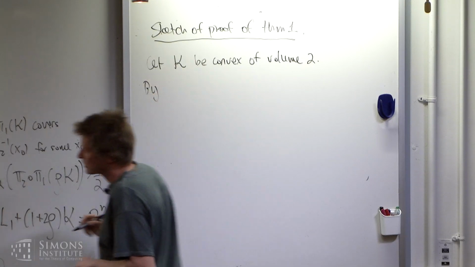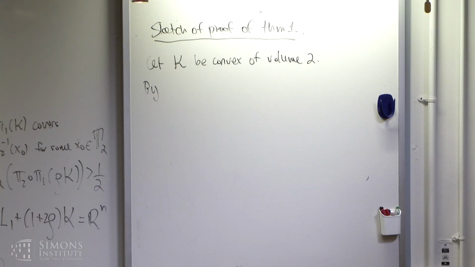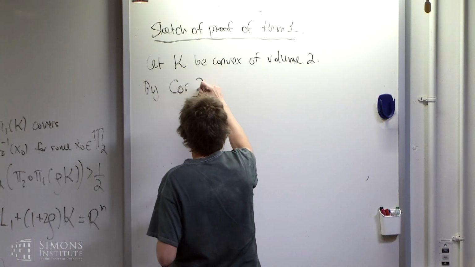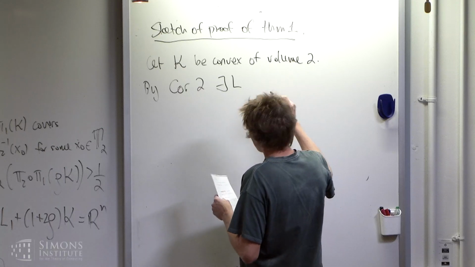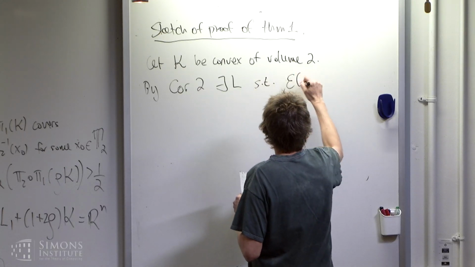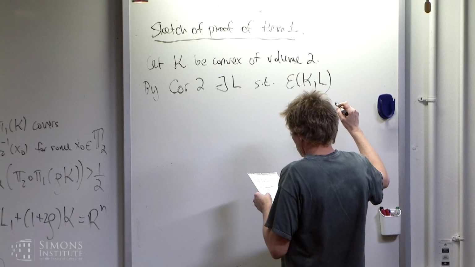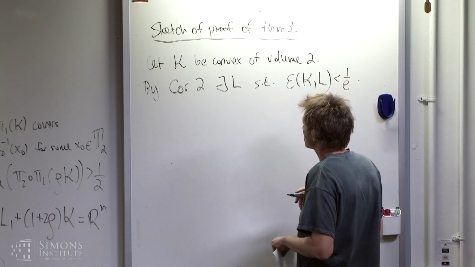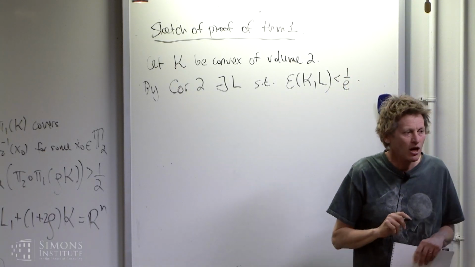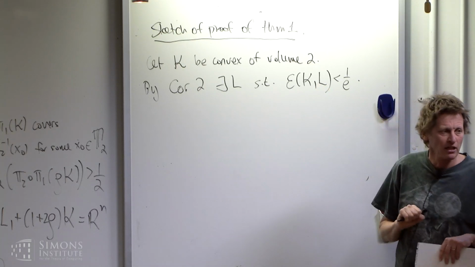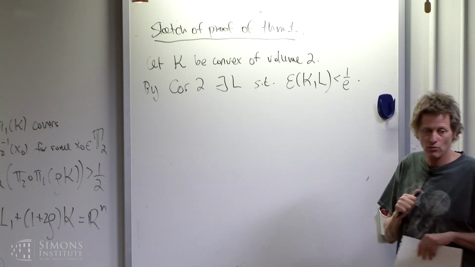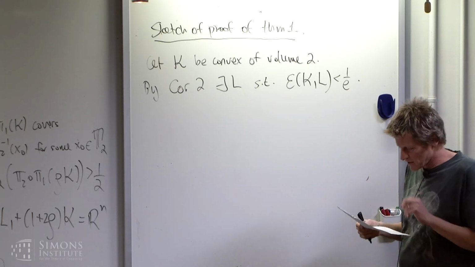By this corollary, let's call it corollary 2. Let's call it corollary 1. By corollary 2, there exists a lattice L so that epsilon of K, L is less than 1 over e. So in other words, the projection of K onto the quotient of space by L misses less than 1 over e of space.